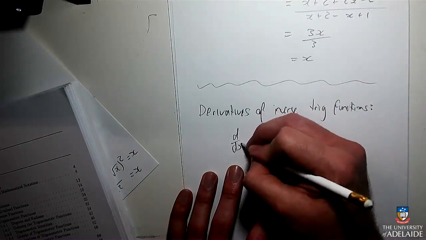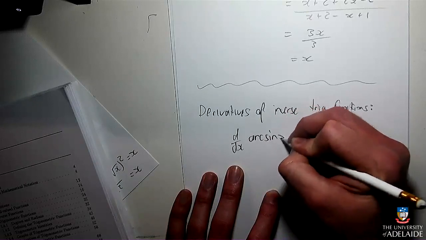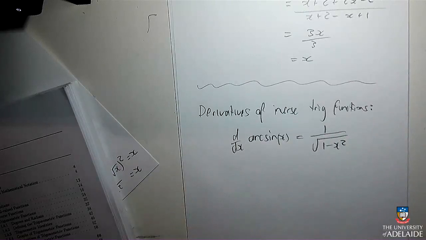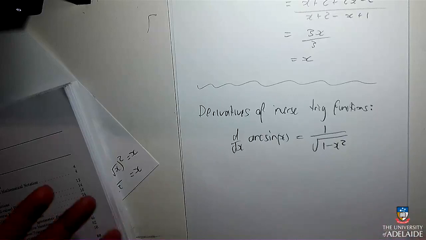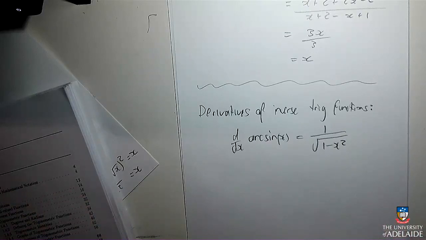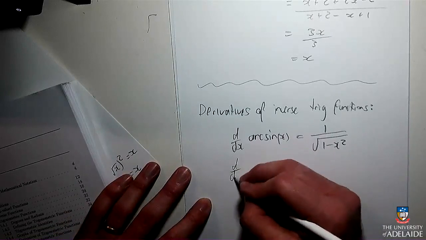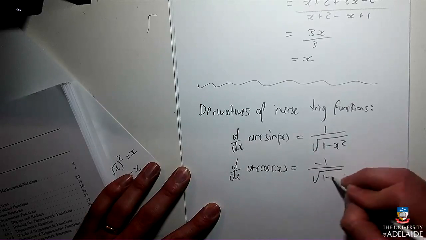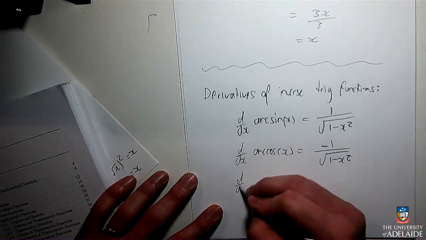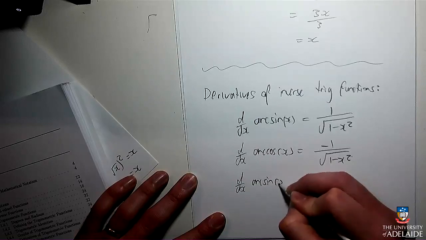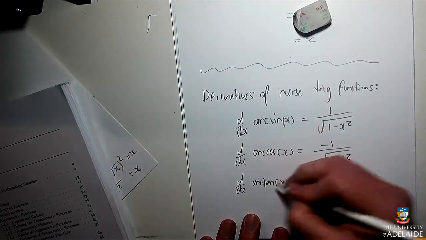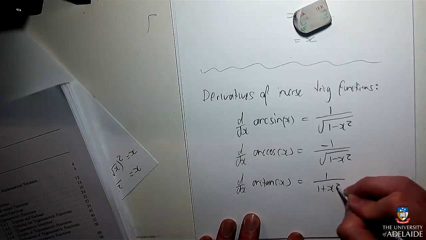the derivative of arc sine x is 1 over root 1 minus x squared, which doesn't look like it should be that, because you'd expect it to have the word sine in it somewhere, but that's the way it works. And the derivative of arc cos x is minus 1 over root 1 minus x squared, and the derivative of arc tan x is 1 over 1 plus x squared.